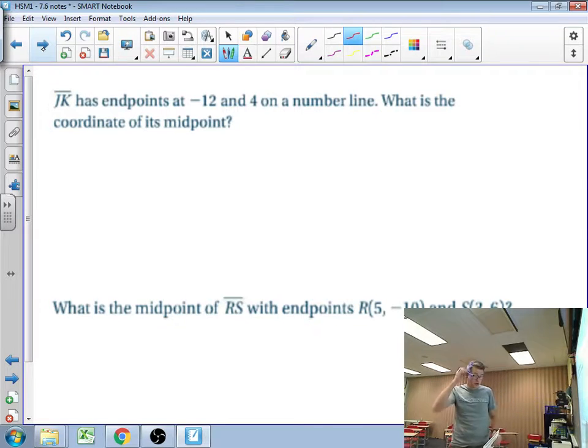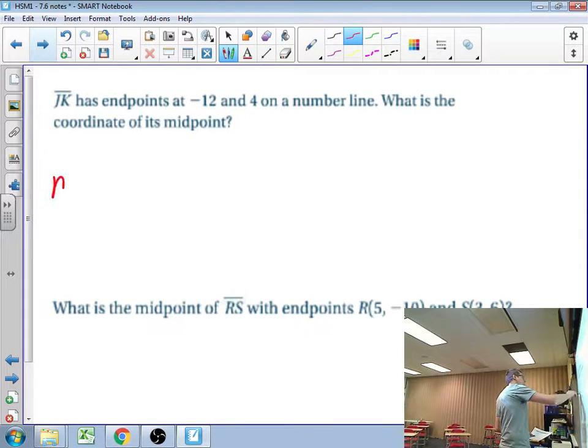So here's our first problem. JK is a line on the number line. It has points at -12 and +4. What are the coordinates of the midpoint? Now, of course, we could say, how long is this line? Let's cut it in half and go that distance from one direction. But let's apply the formula from the front of our paper.